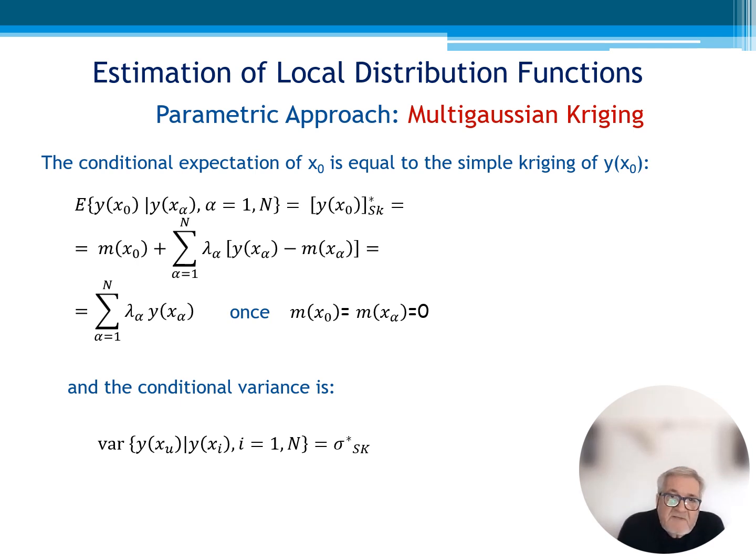So the conditional expectation is equal. This is demonstrated. This is a fact. I do not do that in this lecture, but the conditional expectation of x0 is equal to the simple kriging of y, because this is multi-Gaussian distributed. So this is equal to the simple kriging mean, the conditional expectation, and the variance is equivalent to the kriging variance.